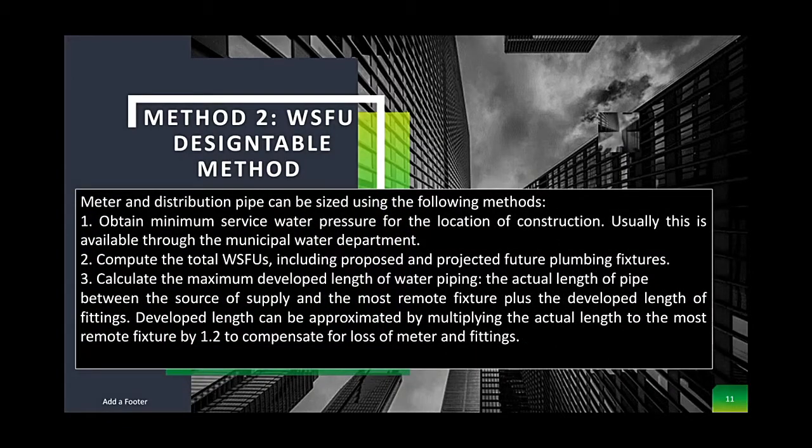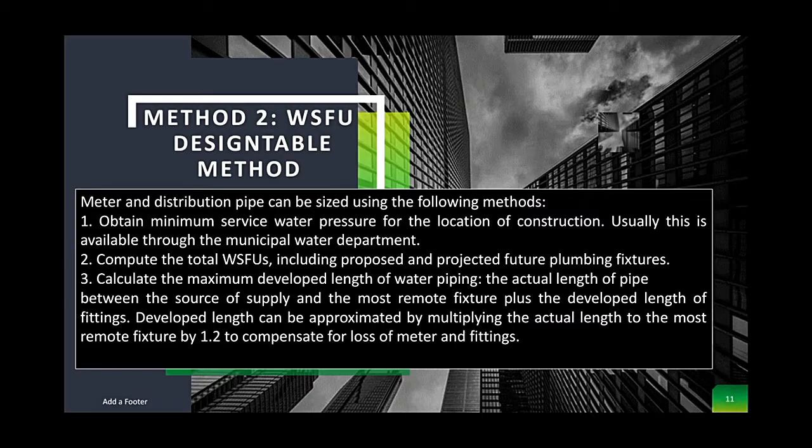The second method is the WSFU design table method, and WSFU stands for Water Supply Fixture Unit. To do this method, we have to follow the following steps. First is to obtain the minimum service water pressure for the location of construction. Usually, this is available through the municipal water department. And then next, compute the total WSFUs, including proposed and projected future plumbing fixtures.